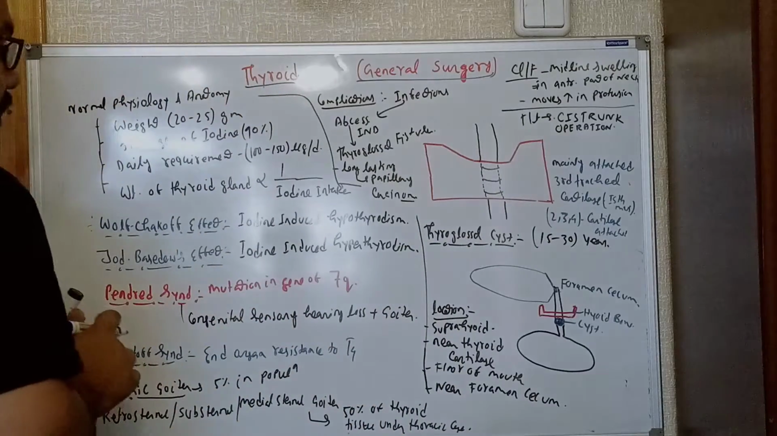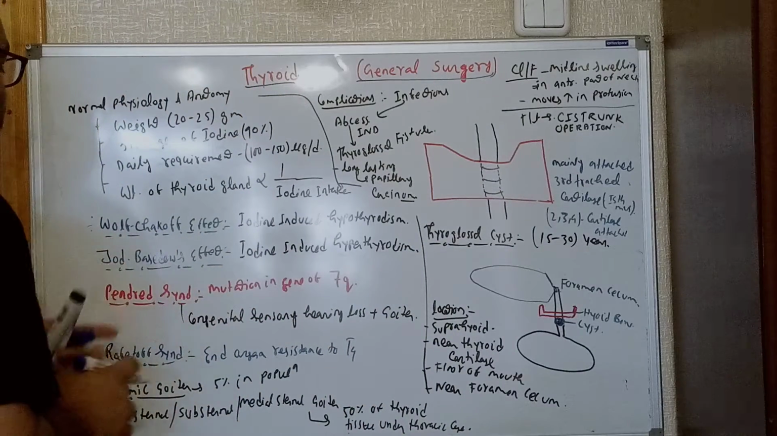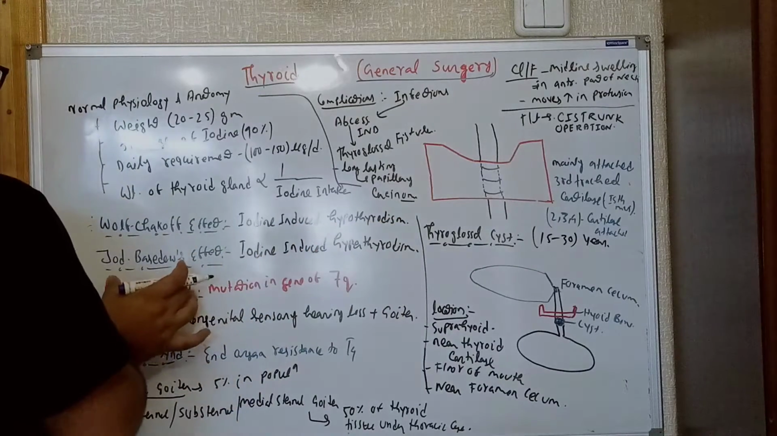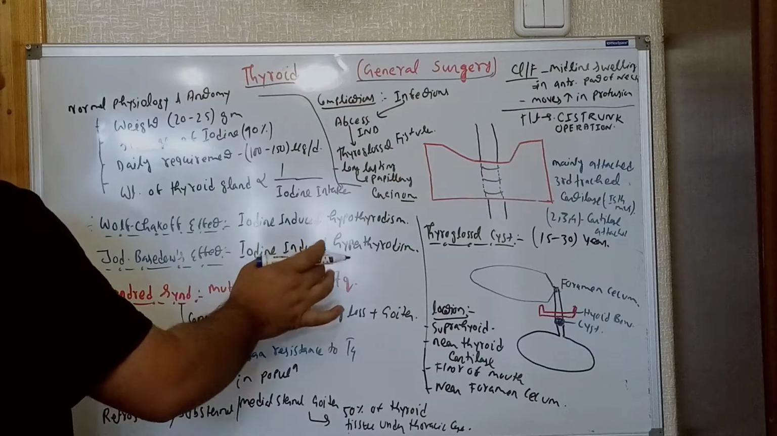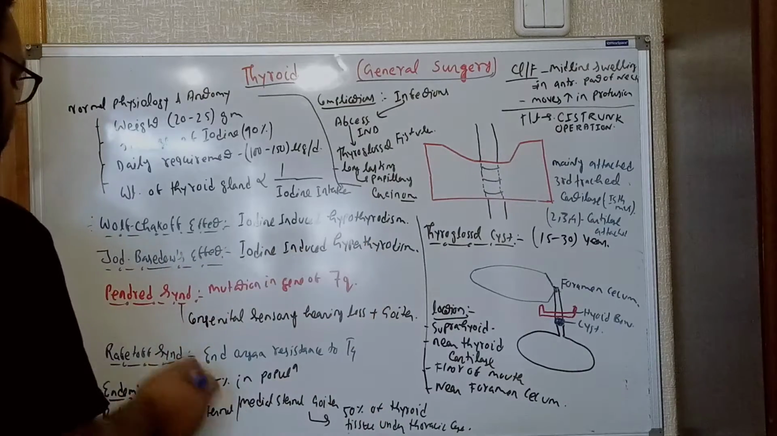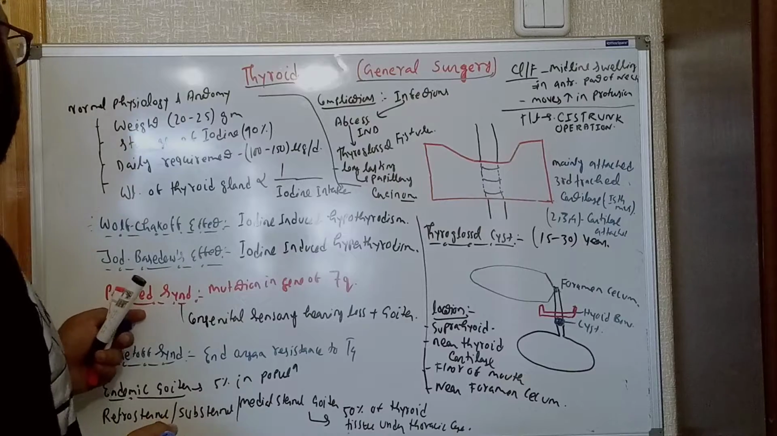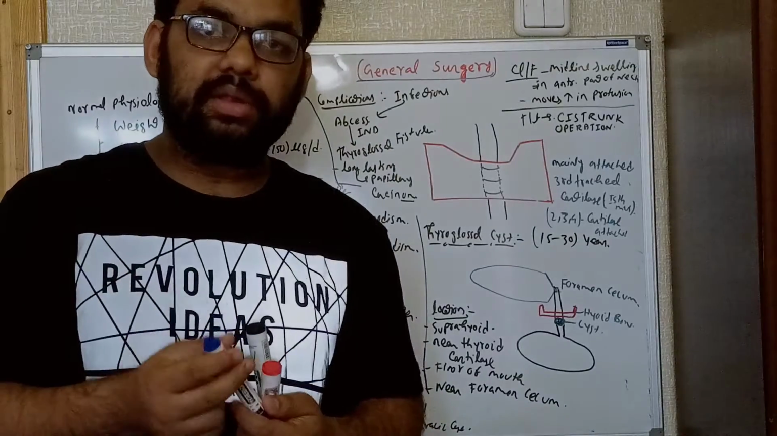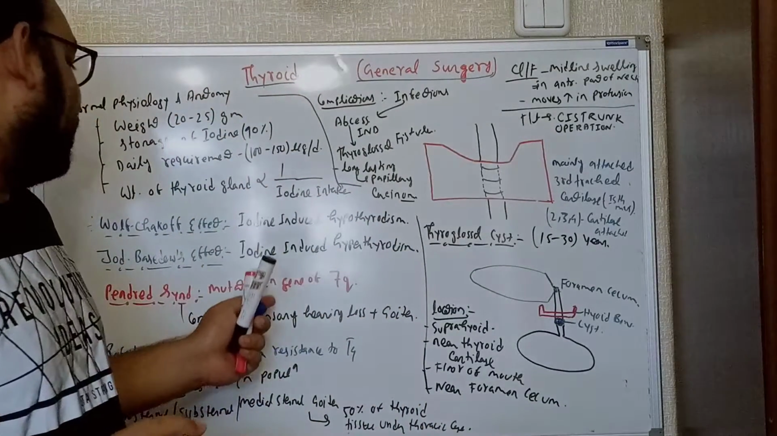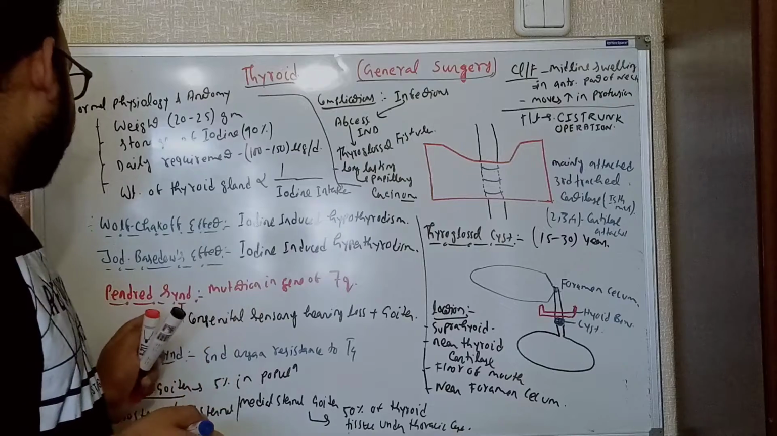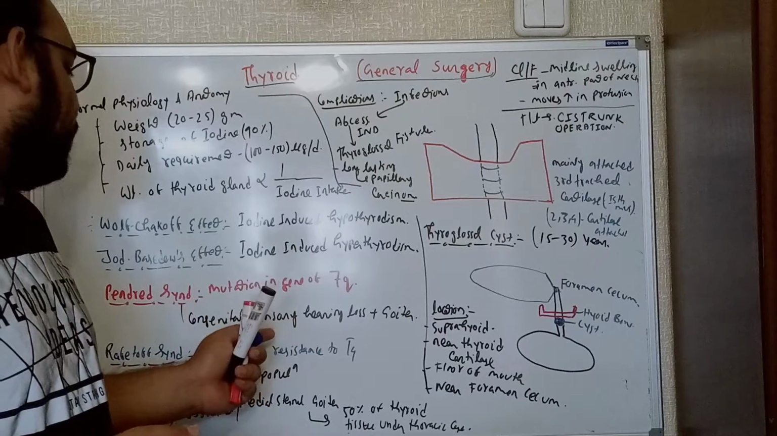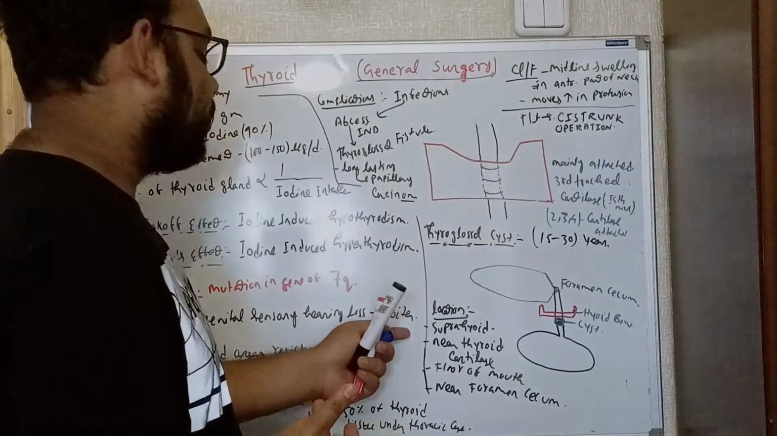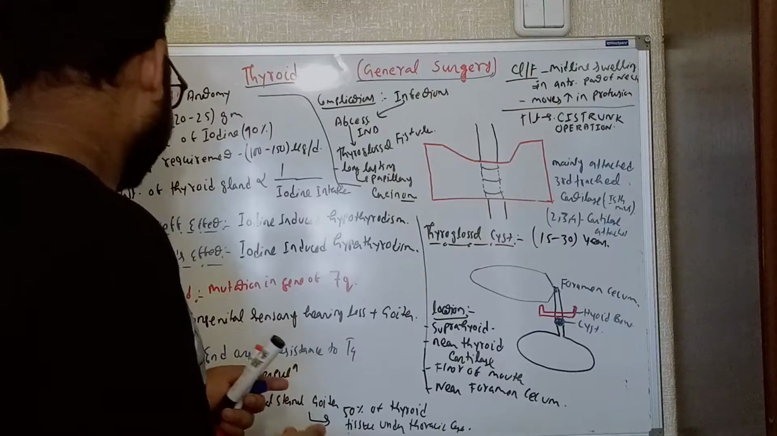I already said about the Wolff-Chaikoff effect, where we see iodine-induced hypothyroidism, and in the Jod-Basedow effect we see iodine-induced hyperthyroidism. Another important thing is Pendred Syndrome. What is Pendred Syndrome? It is due to mutations in chromosome number 7, on the long arm, 7q. Pendred Syndrome is a combination of two things: congenital sensorineural hearing loss, so auditory problems, along with goiter.